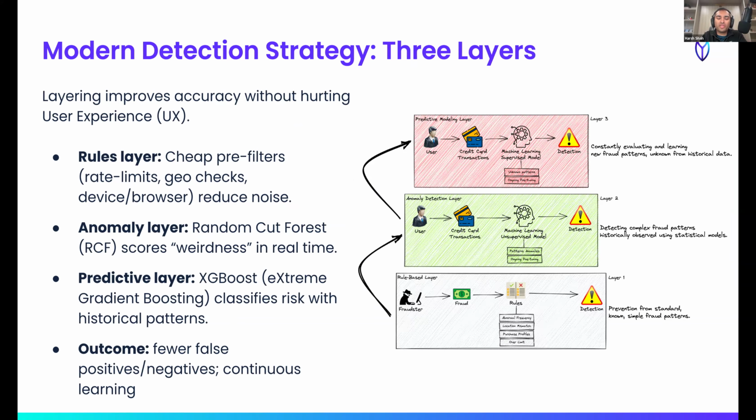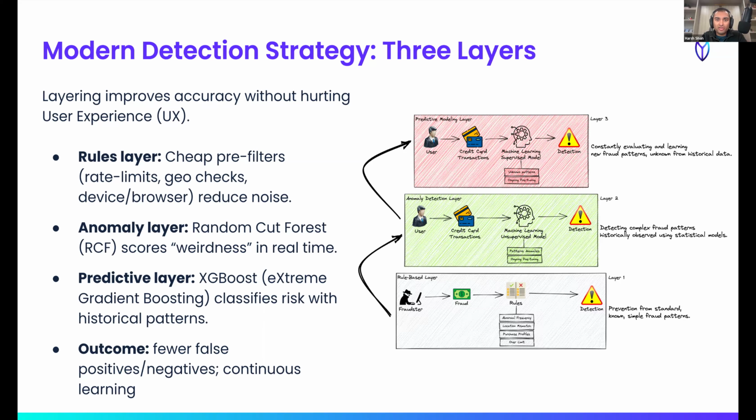So the modern detection approach is a layered approach, to improve accuracy without hurting the user experience. If you look at the diagram at the bottom, layer one is a rules filter, a rules layer that filters obviously bad traffic. Think about rate limits, impossible travel, destinations being booked, device anomalies, etc. The second, middle layer that you see on your screen is an anomaly layer. It scores weirdness in real time. You can use machine learning algorithms such as random cut forest to catch novel, anomalous behavior.